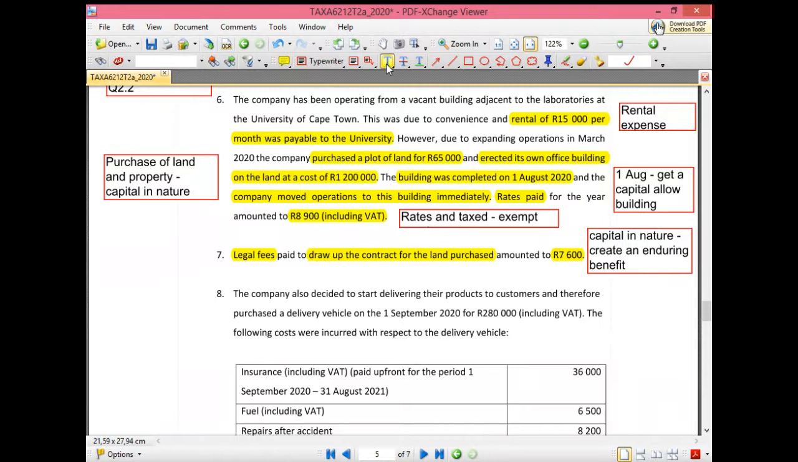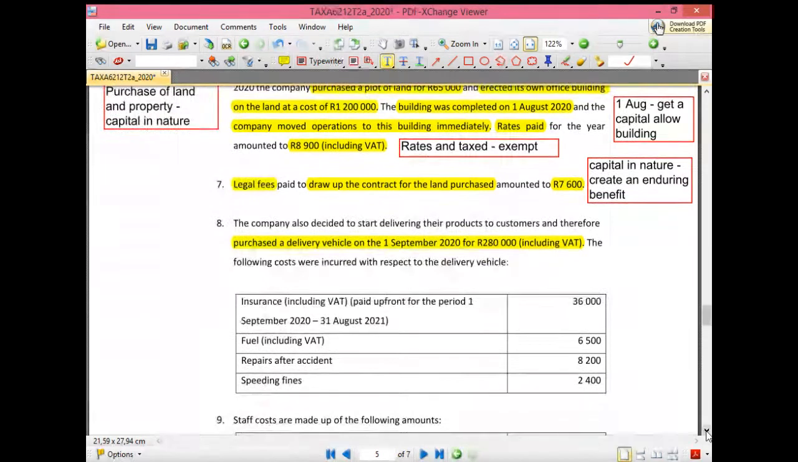Then point 8, the company also decided to start delivering their products to customers and therefore purchased a delivery vehicle on 1 September 2020 for $280,000, including VAT. Okay, the following costs were incurred in respect of the delivery vehicle.